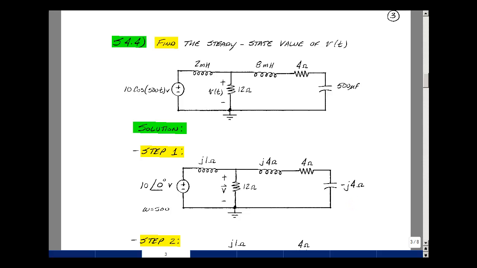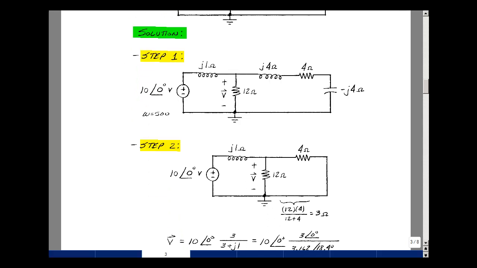Step 2 is to do the analysis in the frequency domain. These two have the same magnitude but the opposite sign, so they cancel. This is called series resonance. That leaves just 4 ohms, which is in parallel with 12. Product over sum is 48 divided by 16, and that turns out to be 3.